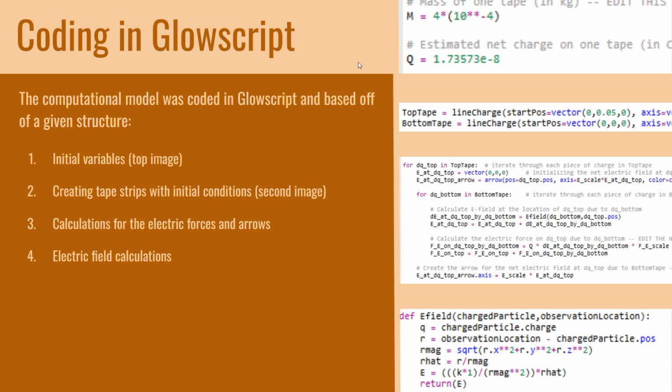So here's kind of the bulk of it. I just have some pictures. Some of them are more zoomed in than others because there's a lot going on in this middle one. But this is the coding from GlowScript. The initial variables are the top, just the constants. The creating the tape strips and initial positions, that's this middle one here. Calculations for electric forces and arrows, that is this huge one right here. And then our electric field calculations down here. You can pause if you would like to look at it a little deeper, but those were my calculations.